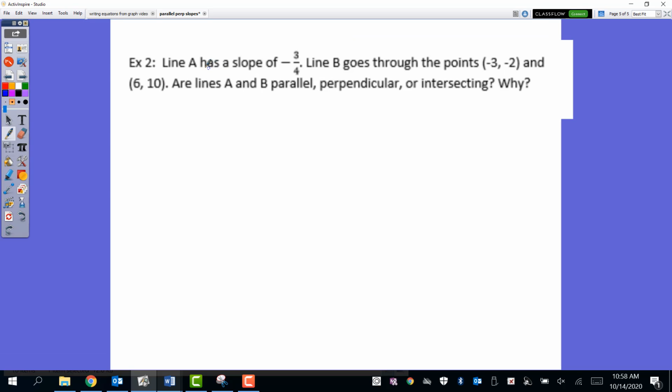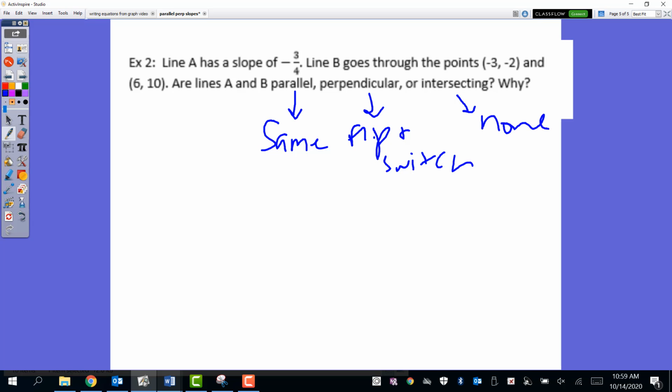It's a similar question. It says line A has a slope of -3/4. Line B goes through the points (-3, -2) and (6, 10). Are the lines parallel, perpendicular, or intersecting? So first of all, we know parallel is the same. Perpendicular is flip and switch. And then intersecting is none of those. So first of all, one of the slopes we know is -3 over 4. Great. The other slope, do I know the other slope? No, but they gave me those 2 points. So I'm going to write those points down: (-3, -2) and (6, 10).